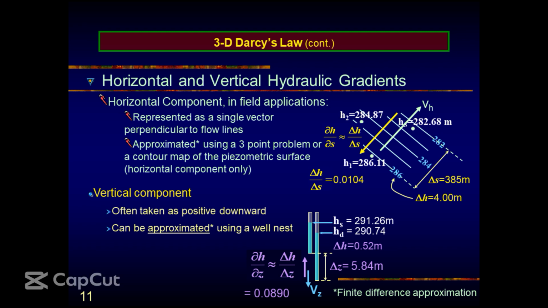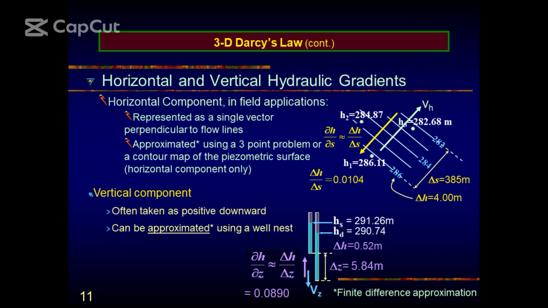Now, if this is the gradient, what about the hydraulic gradient? Opposite, isn't it? Which is towards the direction of decreasing head. 286, 282, isn't it? This way. What about the velocity? The same direction, isn't it? Because the velocity direction indicates the flow direction as well, isn't it? Are you following?